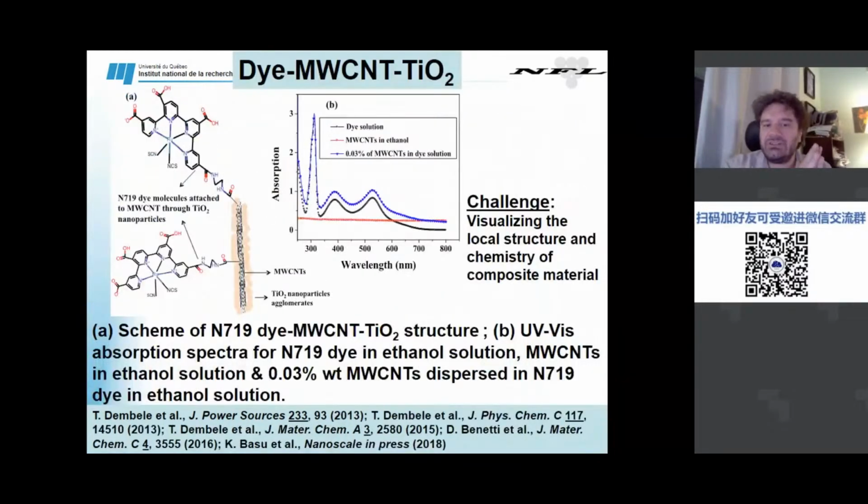And so here you see the photoanode structure, at least how we hypothesize it. It's a mix of the titanium dioxide in our case with the multi-wall carbon nanotubes and the standard N719 dye. These are mixed in ethanol solution, and the amount dispersed of multi-wall carbon nanotubes is really, really small, of the order of 0.03% weight. So really very, very small amount.